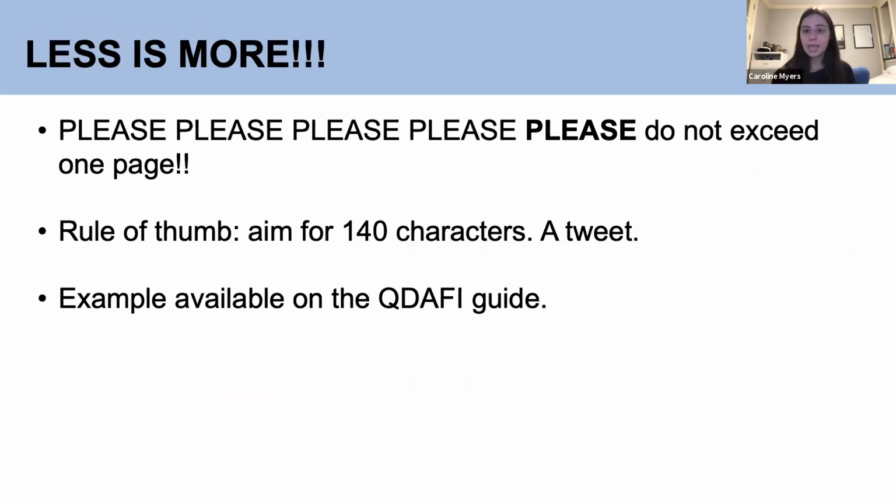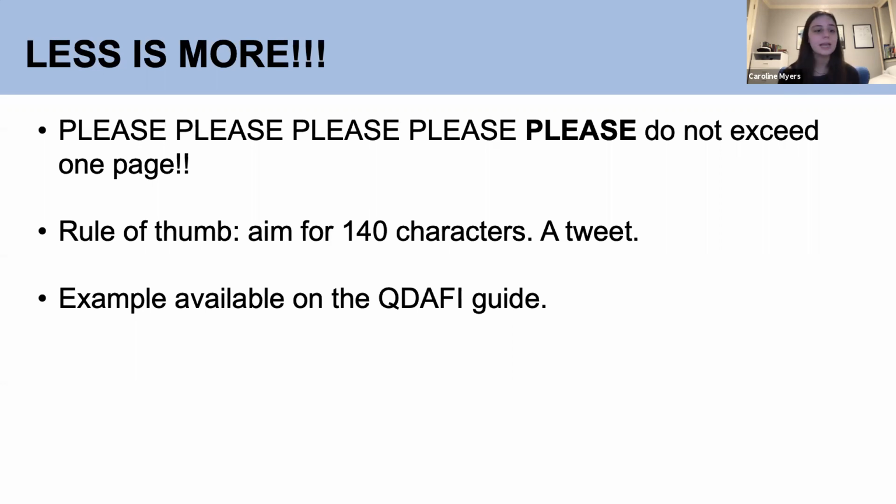So some general take-home notes, larger messages: less is more, right? Please, please, please do not exceed a page. This should be essentially half a page at maximum. I would say aim for around 2 sentences per section. If you go a little bit over, that's okay. But if you're going over and doing 4+ sentences, you will be losing points, right? So that's not what we're looking for. Try and aim for around 140 characters, or a tweet, per section, right?